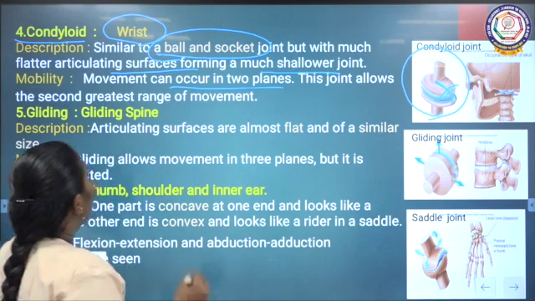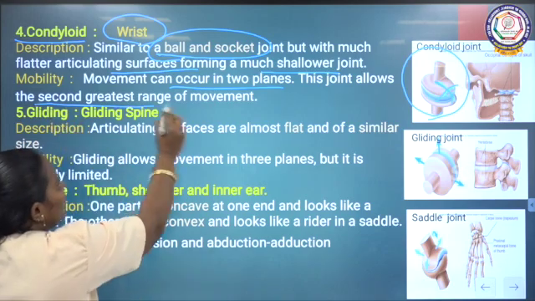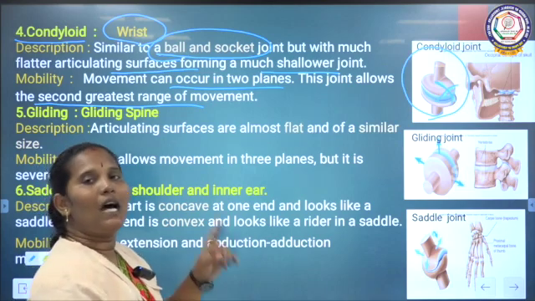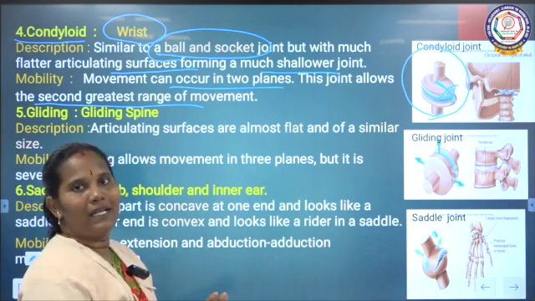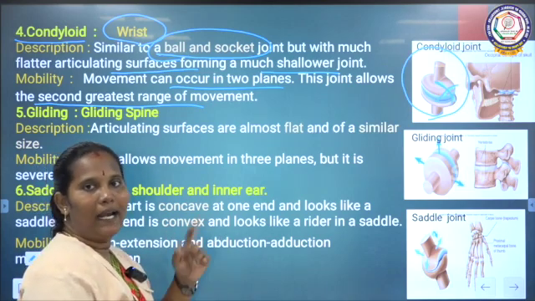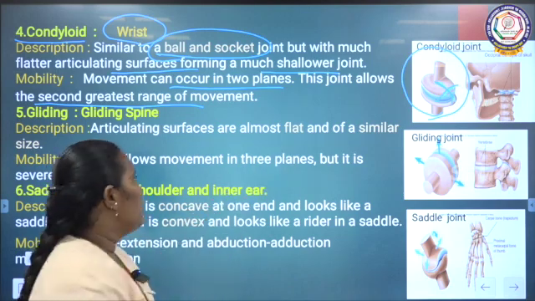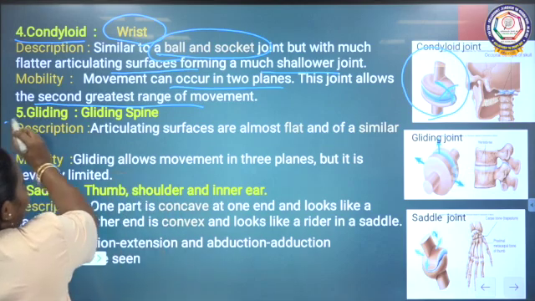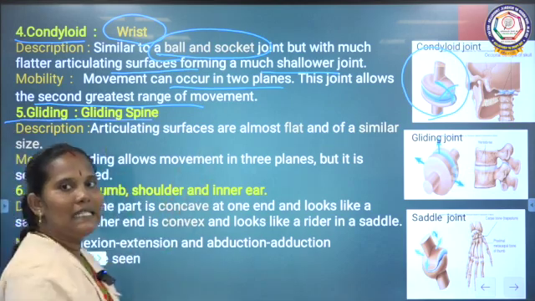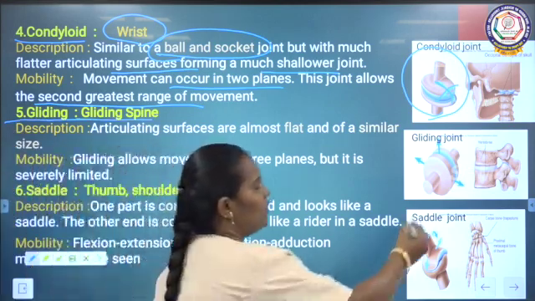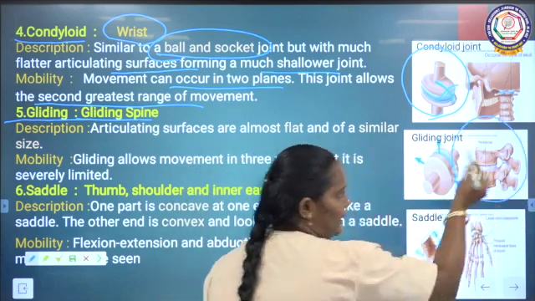Then we can say this is also the second greatest movement. We saw the ball and socket movement is the greatest movement. The second one is this condyloid joint. Clear? Then the next one is the gliding. Gliding: the spine is the example for the gliding movement here.